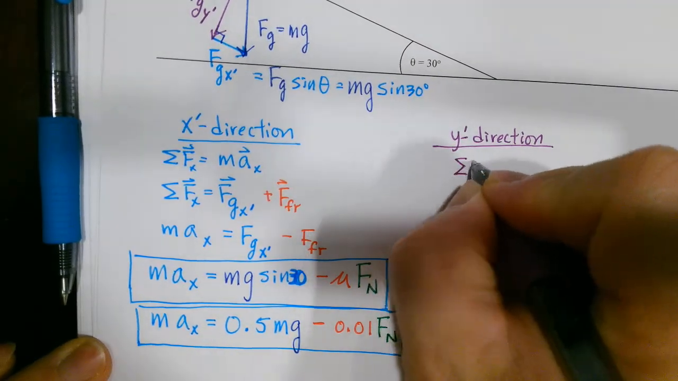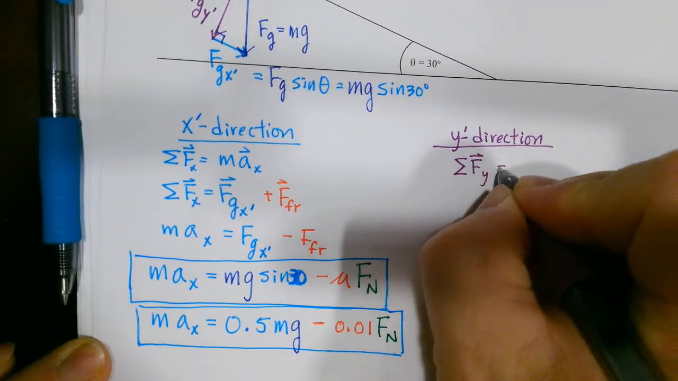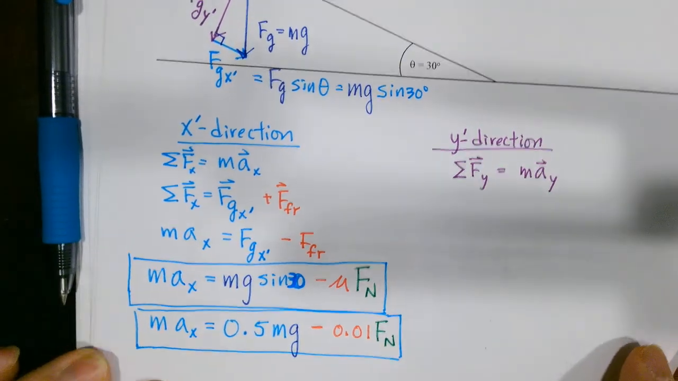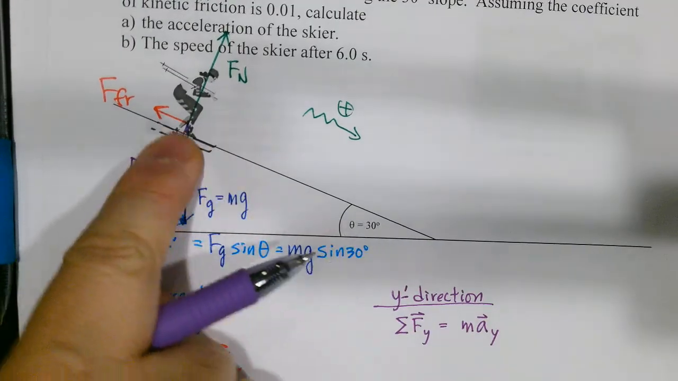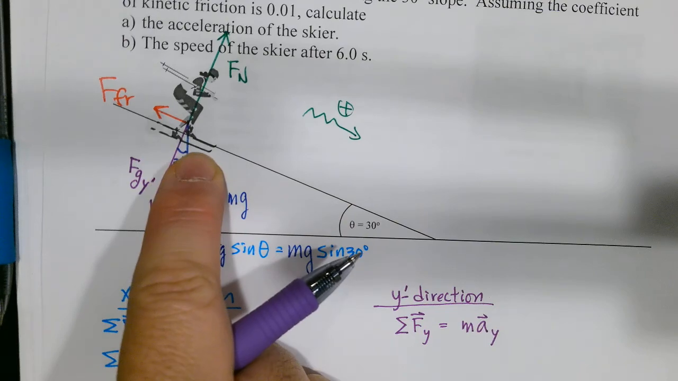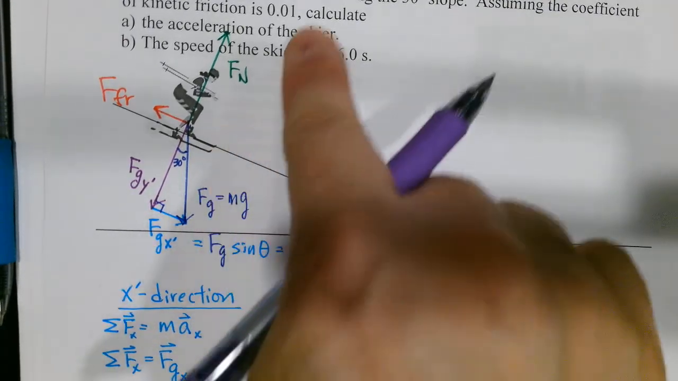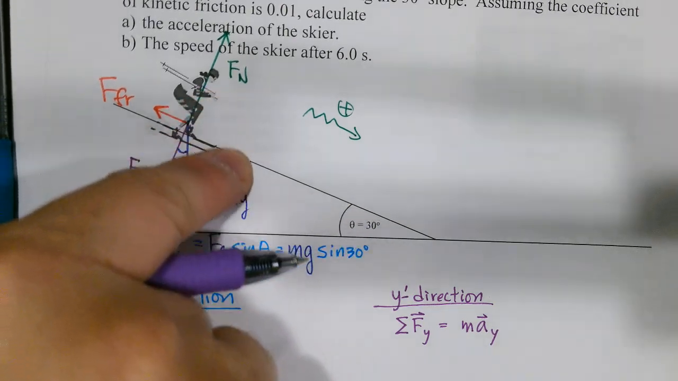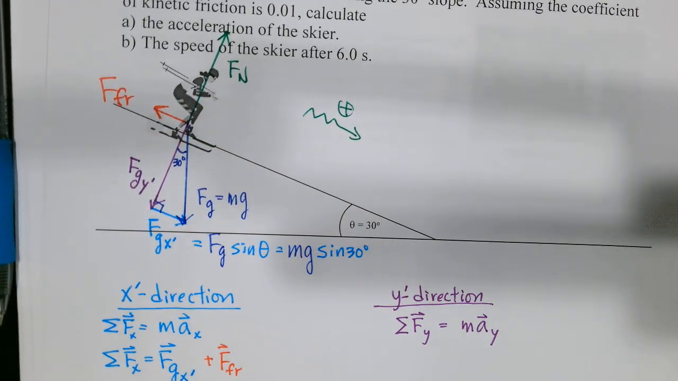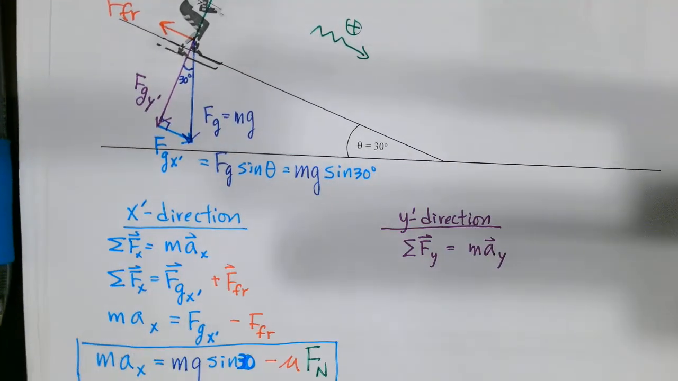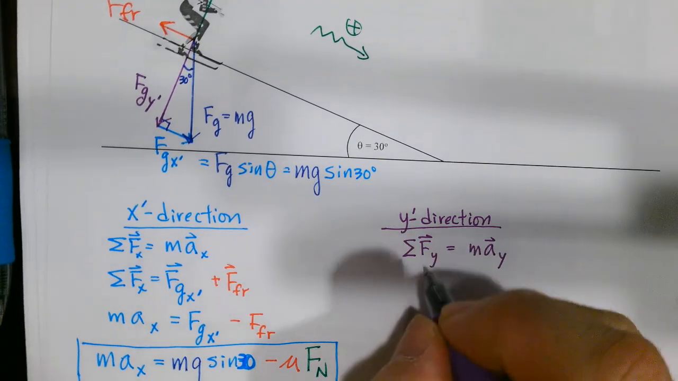Sum of all forces in the y direction is equal to m a_y. Unless this skier is going to have a yard sale, losing all the poles and gloves and skis flying everywhere and accelerating off the slope, or going into the slope, a face plant, the acceleration in the y direction is going to be 0, assuming that skier is going to stay on the slope.